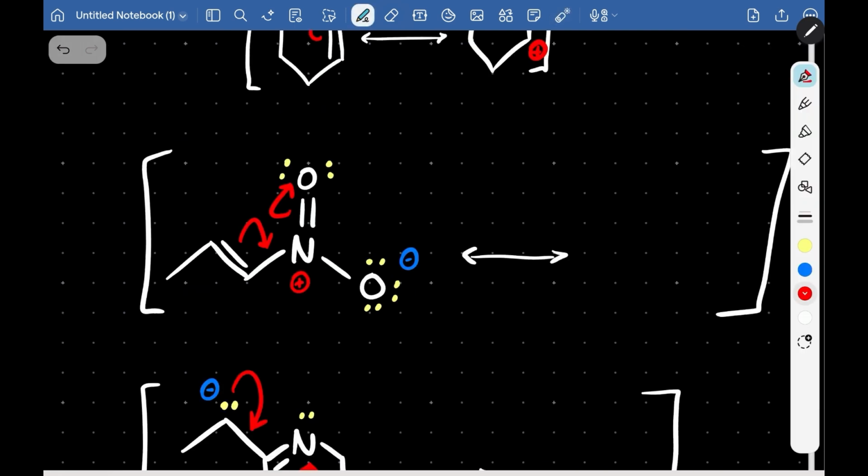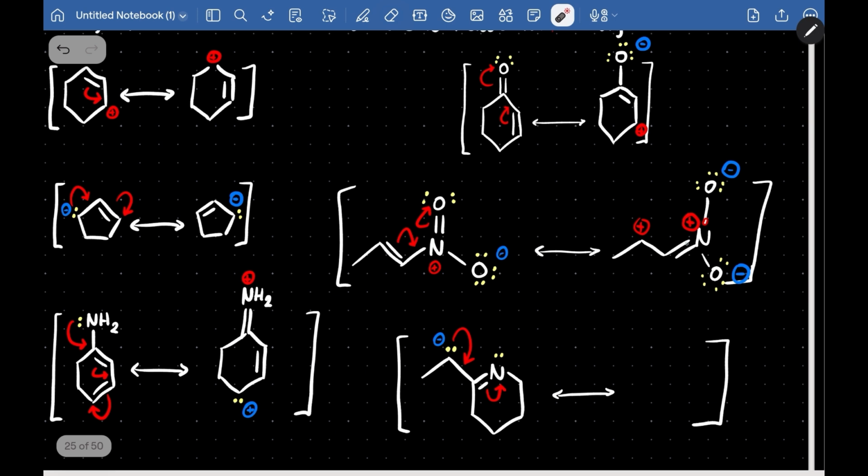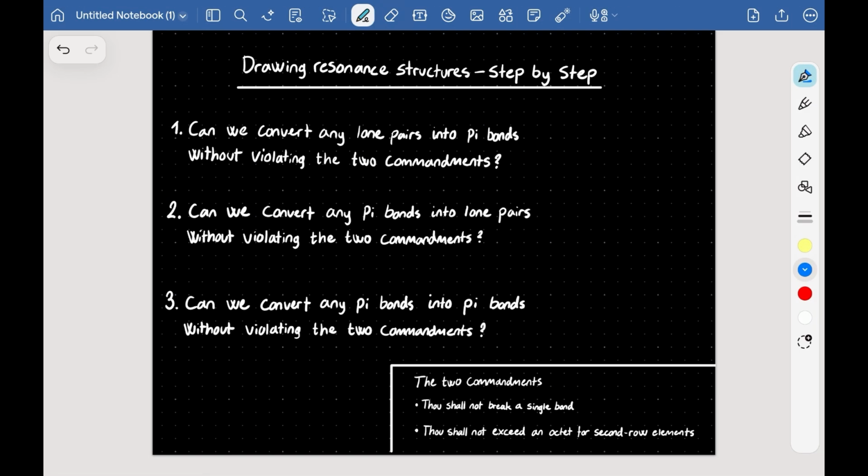There we go. Okay, so we have a double bond that jumps to the nitrogen bond, and then we have a double bond goes to the oxygen, which gives another lone pair. So basically it's gonna look like this. 1, 2, 3, 4. Yeah, so it's missing one electron. Yep, that's right.